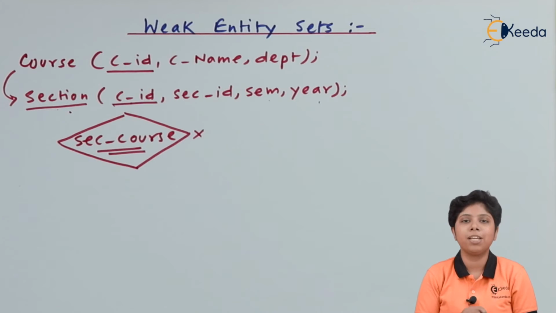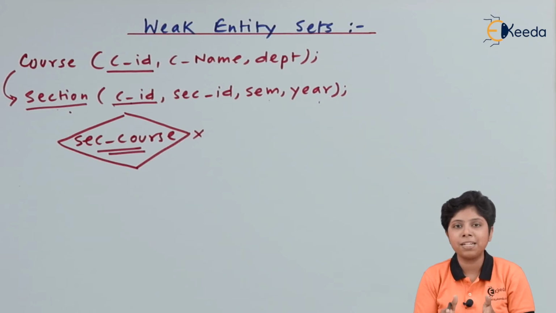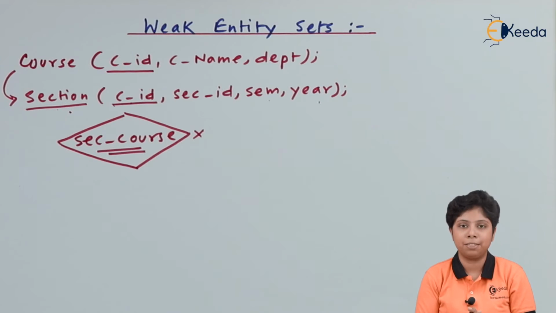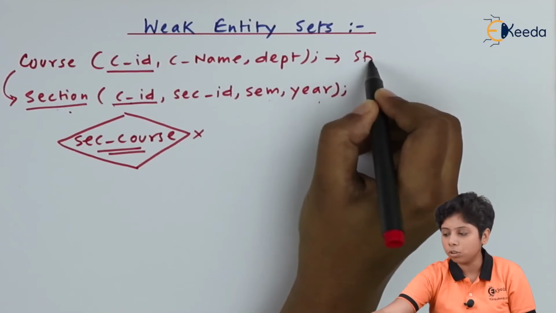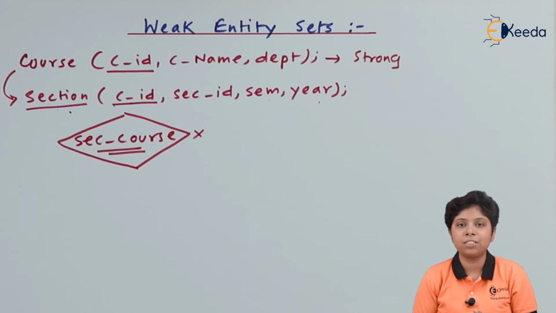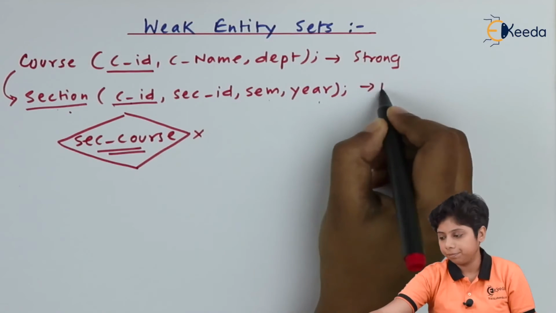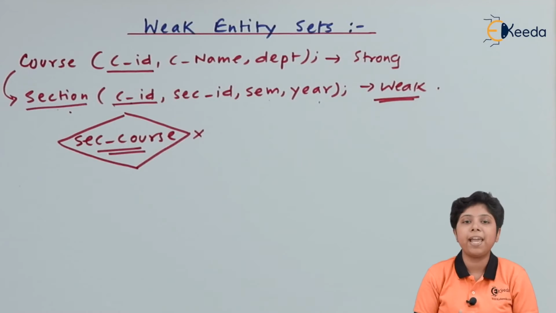So the need for the weak entity set arises. Now we can properly define that a weak entity set is an entity which is dependent on another entity in the database. The referring or the identifying entity is known as the strong entity, as for this course one, and the referred or the dependent entity is known as the weak entity. Now, the weak entity set is always said to be existence dependent on the strong entity set.